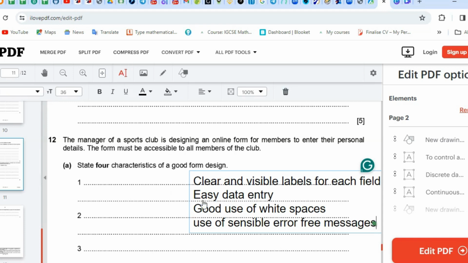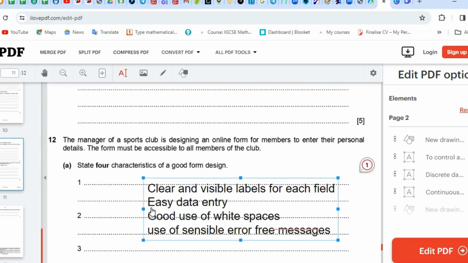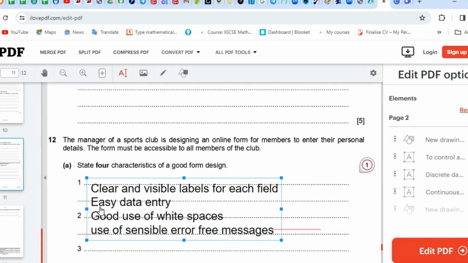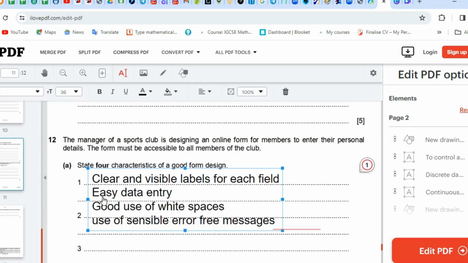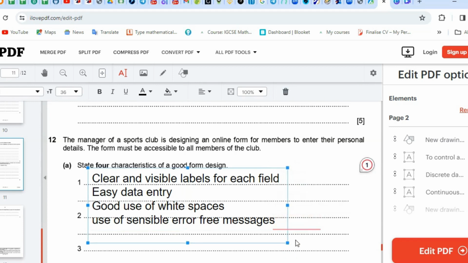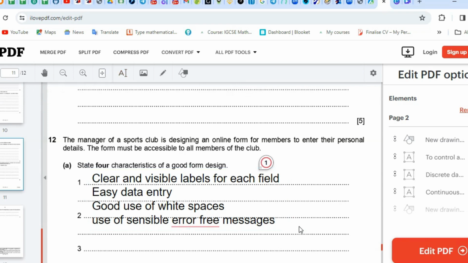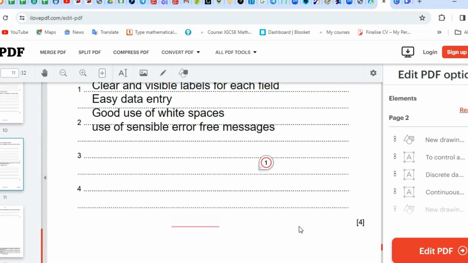So we still have other ones like appropriate size of data entry section. Language used is simple to understand. Use of navigation buttons, drop down boxes or radio buttons. All these are also important characteristics of a good form design.